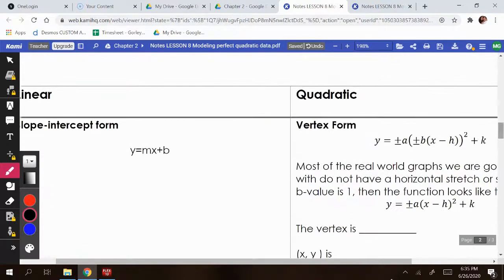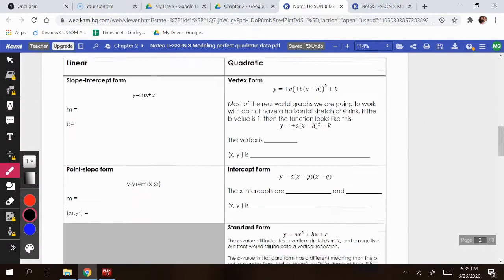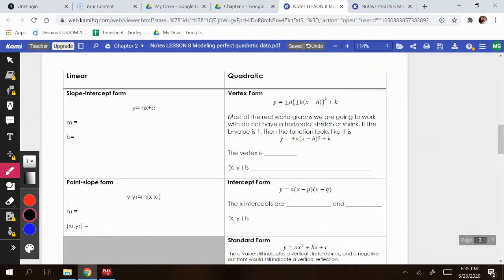All right. Let's go through and just review our different forms. If we're talking about a linear function, we have two forms. We have slope-intercept form and we have point-slope form. In both forms, what does m represent? M represents the slope.